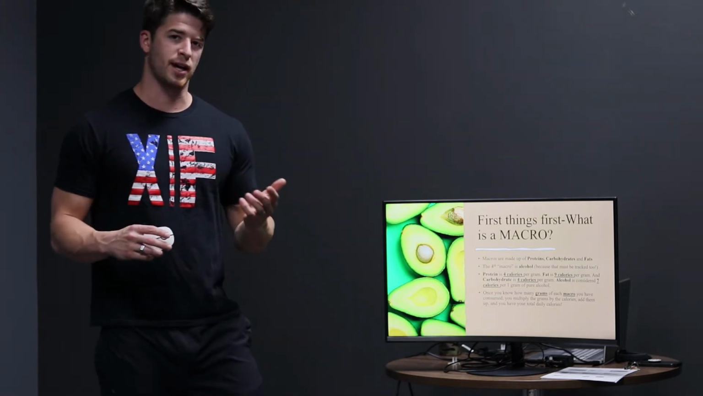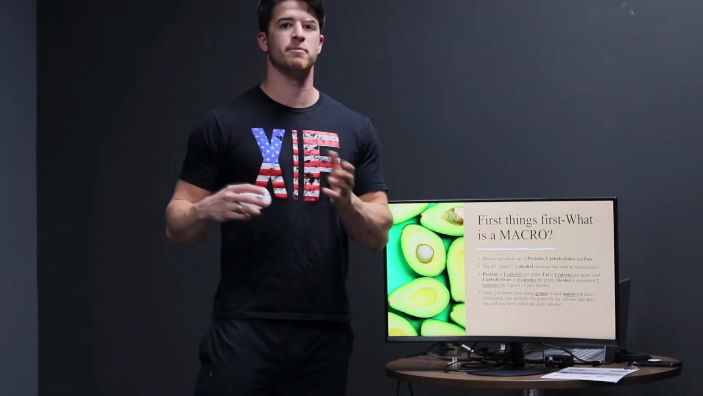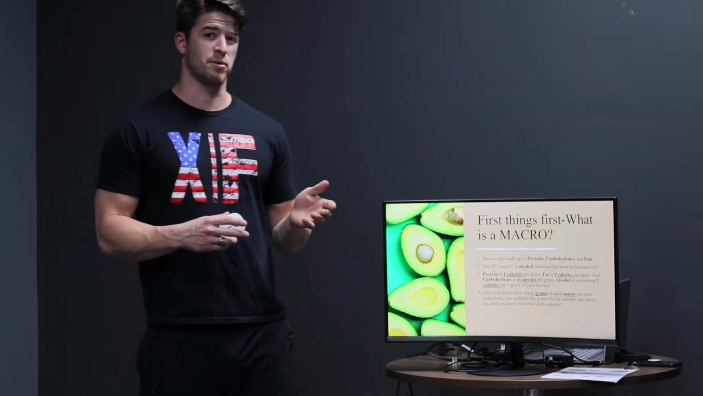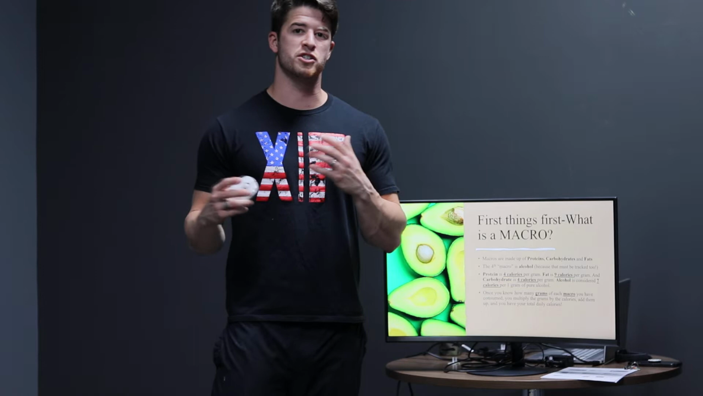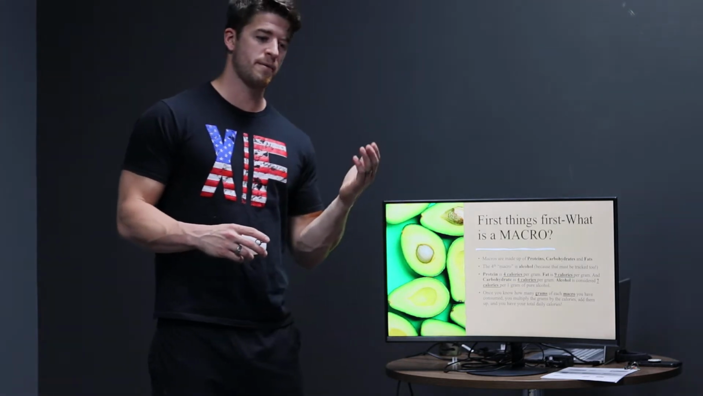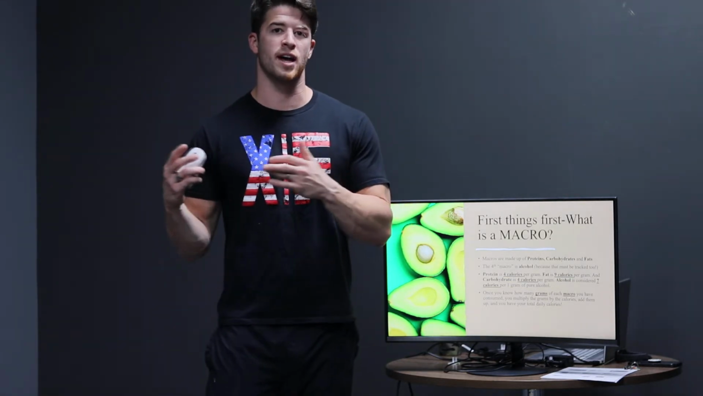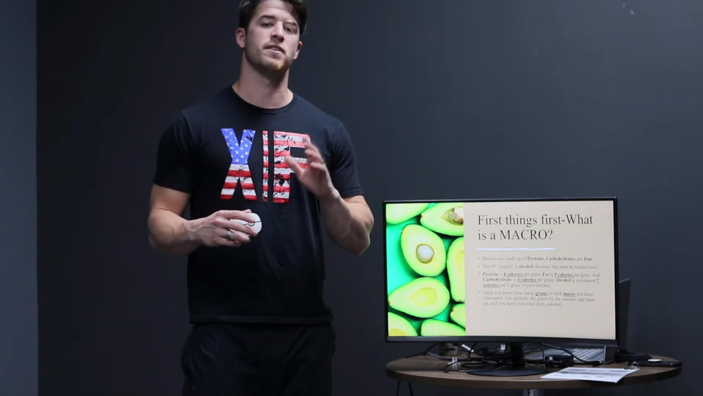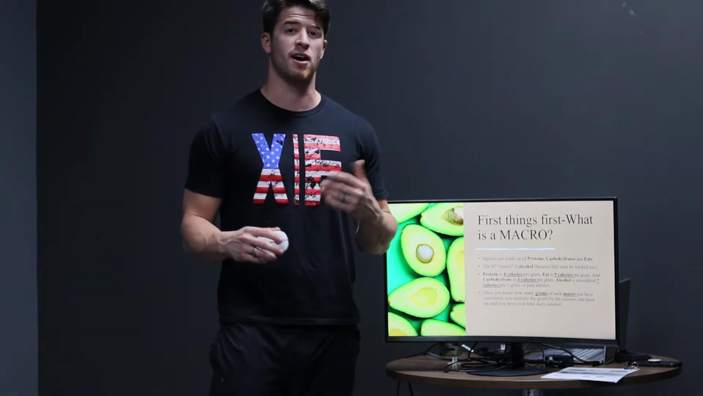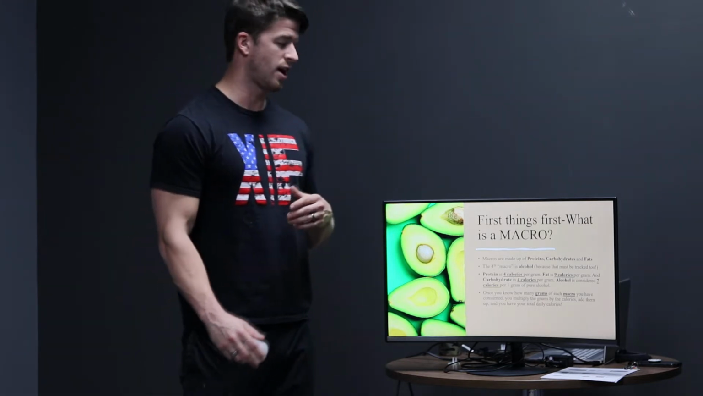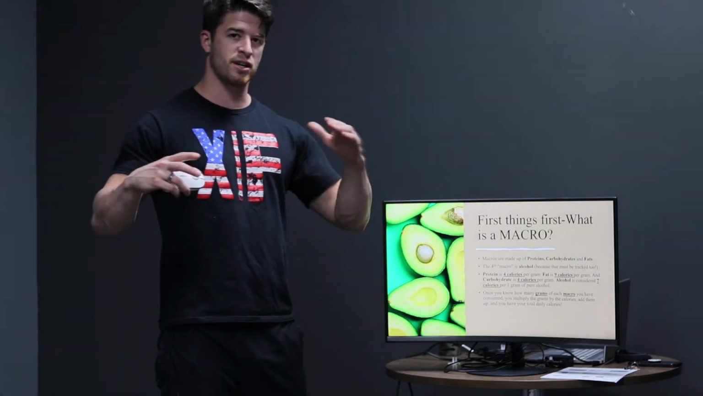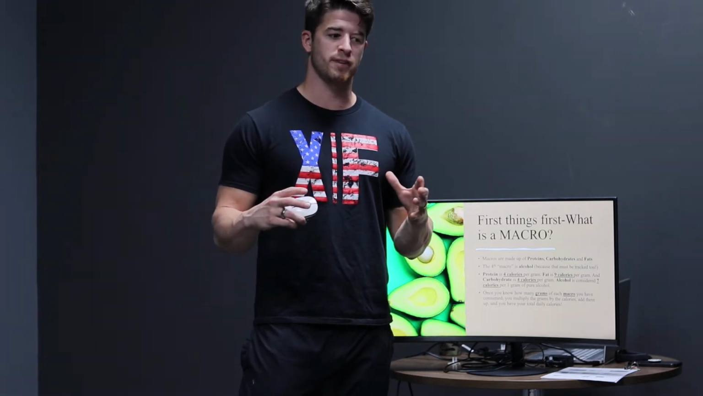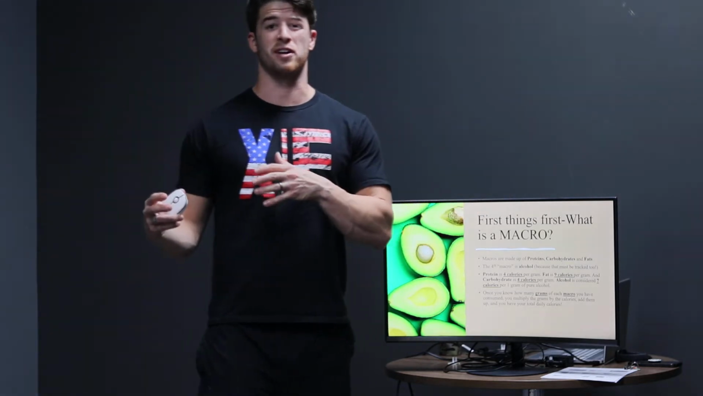Protein is 4 calories per gram, carbs are 4 calories per gram, fat is 9 calories per gram, and alcohol, whenever it's tracked, is either tracked as carbs or as fat, and it's 7 calories per 1 gram of pure alcohol. Once you know how many grams you have of each individual macro in a day, you multiply by that number, and you get your total daily calories.